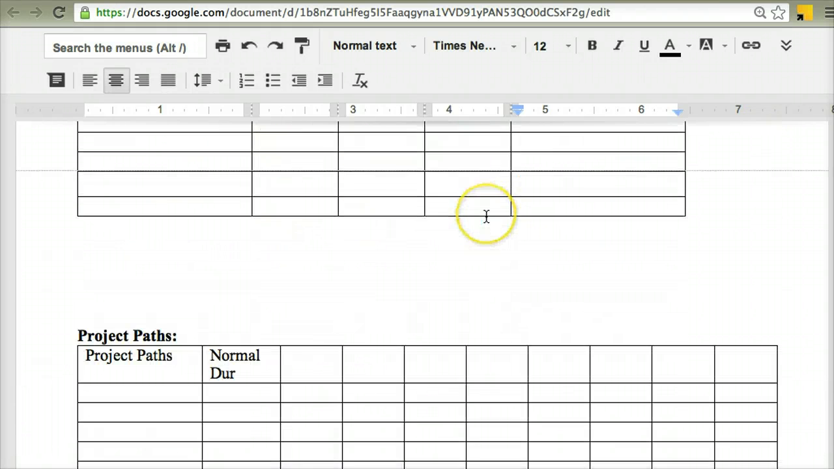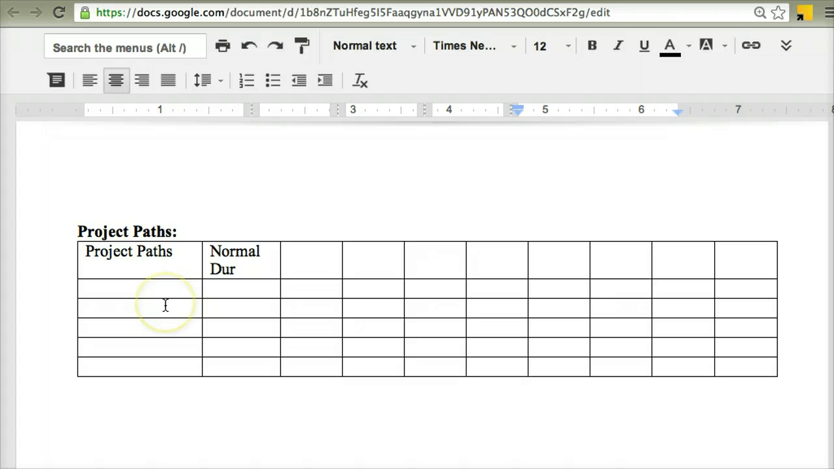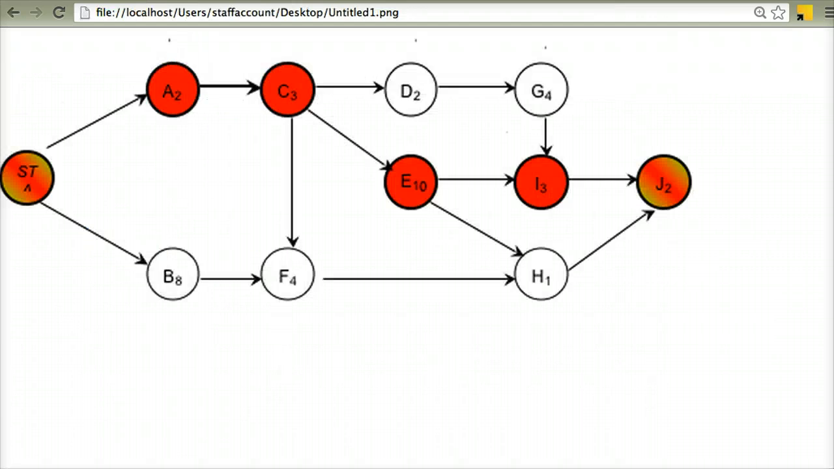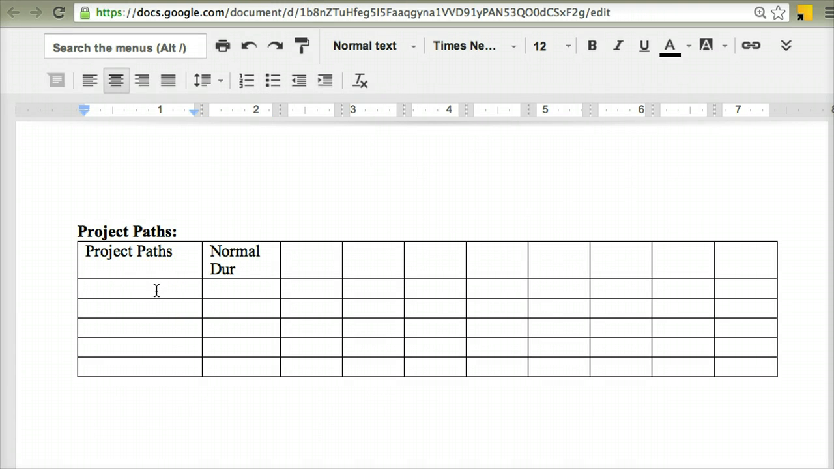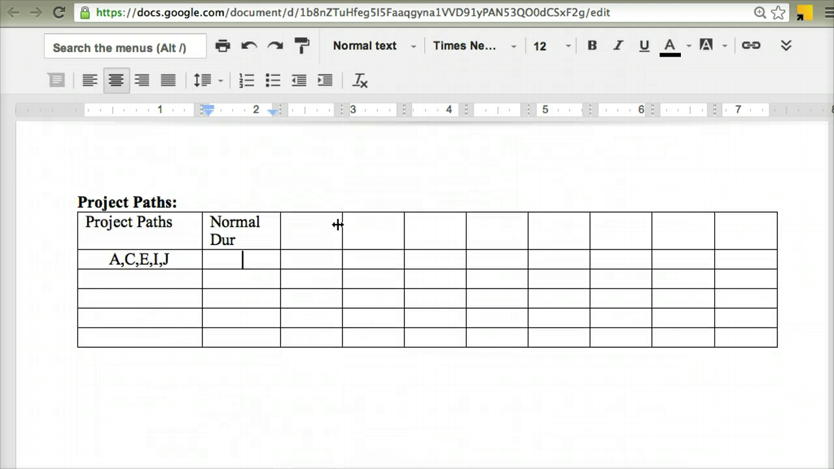Now, down to this third table here, which is the project paths. I want to set up my table so that I can keep track of the durations of each of the different paths in the project. So we'll start by recording what the critical path is and the normal duration of that path. Again, I'm going to go back to my network diagram and pick out my critical path, which is A, C, E, I, and J. So I'm going to record that: A, C, E, I, and J. And the normal duration that we had was 20 days. Again, that is just a sum of the durations of the activities that are on the critical path.